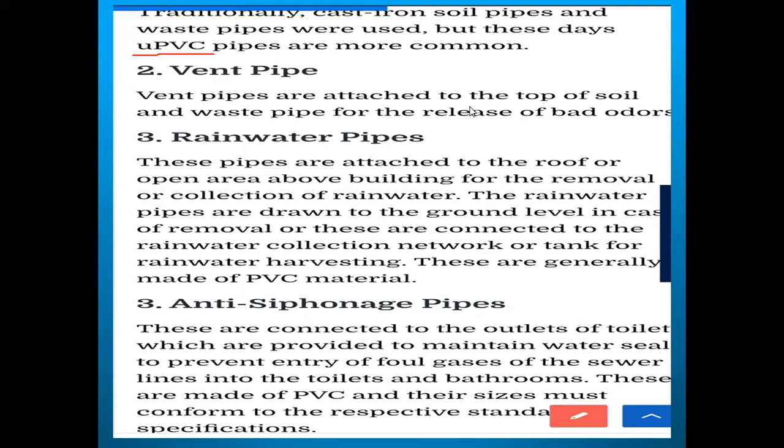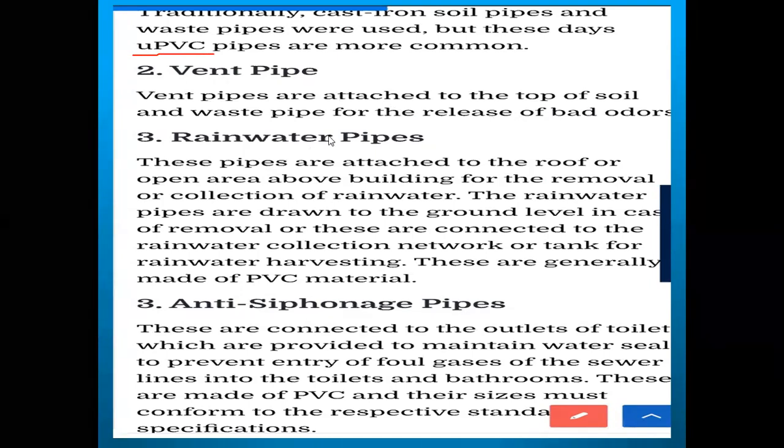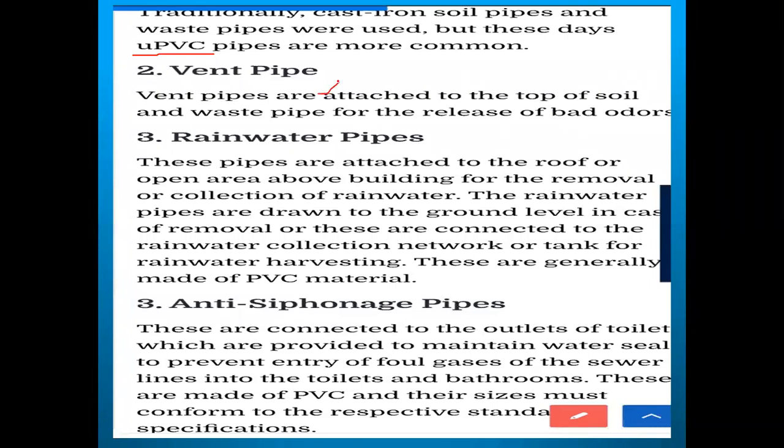Next, vent pipes. What are these vent pipes? The vent pipes are attached to the top of the soil and wastewater pipes for the release of bad odors. Simply, what is a vent pipe? It is a pipe placed for ventilation. What is this ventilation for? So that bad smells do not stay inside the house or the pipe, and naturally go outside, we are attaching the vent piping system to the soil and wastewater pipe for the release of bad odors.